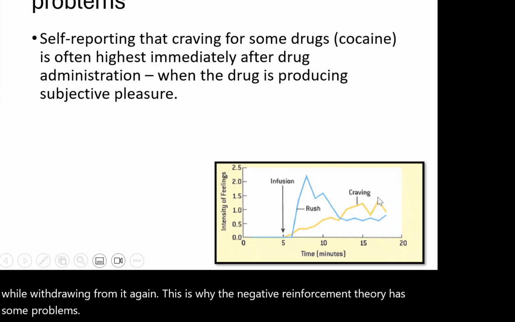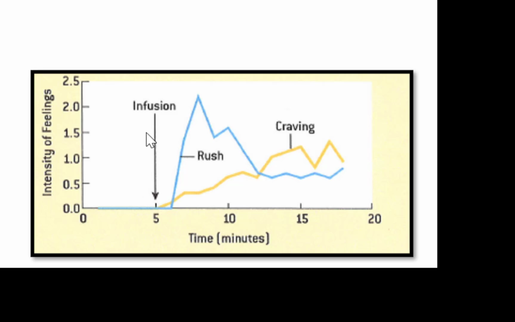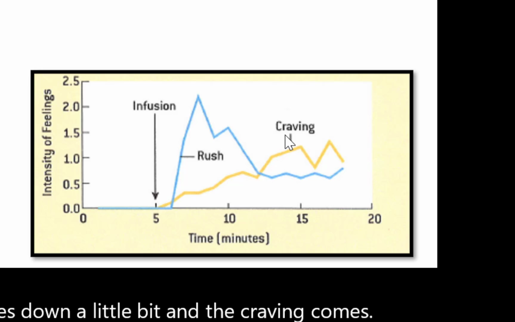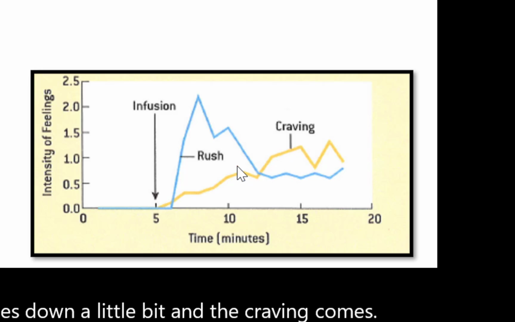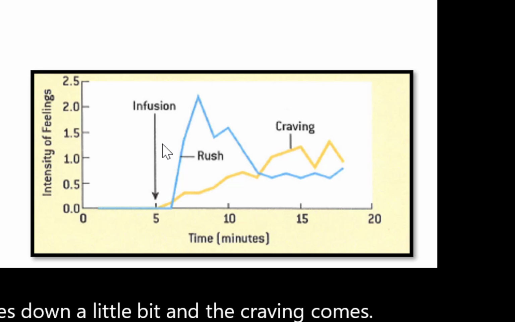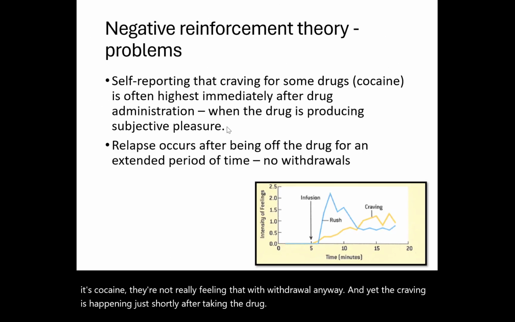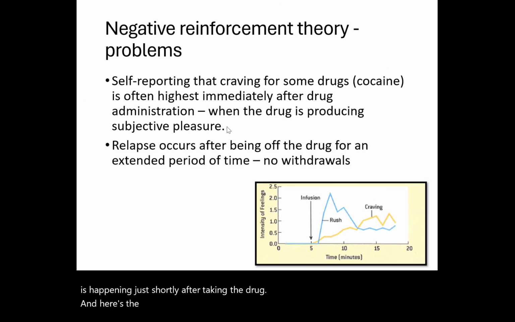So I found this chart in a paper. Here's somebody getting an infusion of cocaine. They feel subjective rush from it. The rush goes down a little bit, and the craving comes. That's only 15 minutes later. They're not going through withdrawal at this point. And if it's cocaine, they're not really feeling that withdrawal anyway, and yet the craving is happening just shortly after taking the drug. And here's the one that I think is the biggest problem with the negative reinforcement theory.